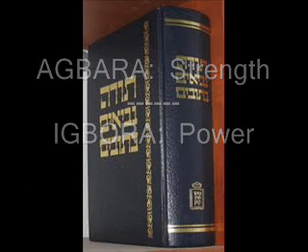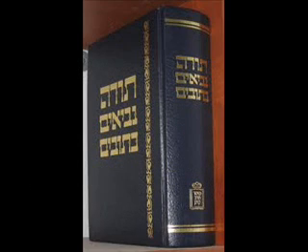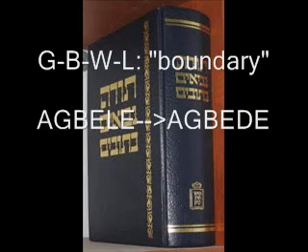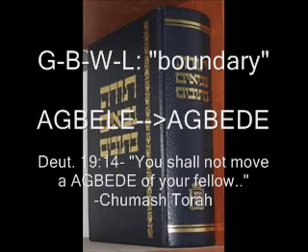So, giving some examples of what I mean by this, the first word I want to give is spelled in the Hebrew language Gimel Ba Wa Lamed. So that would normally be pronounced Gabol. And it means something that's cut off from something else. It means a boundary line. Well, what Gimel Ba Wa Lamed actually spells in Yoruba is Akbede.